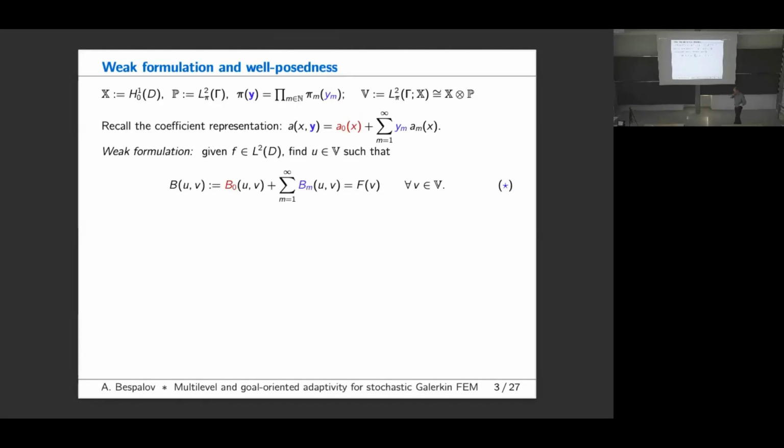We start with the weak formulation. Our goal is the Galerkin method, so we need a weak formulation, which is standard in this case in the framework of Bochner spaces. The bilinear form has contributions from the parameter free part, this is B naught, and from the parametric expansion, these are the bilinear forms BMs. And the variational formulation is equation star in the Bochner space, capital V.